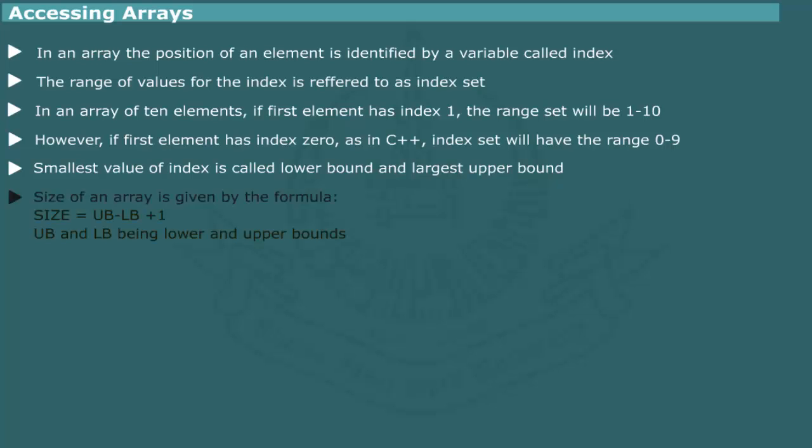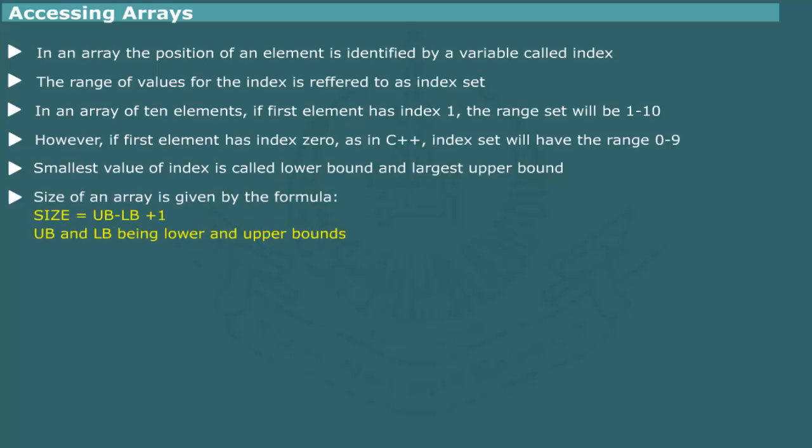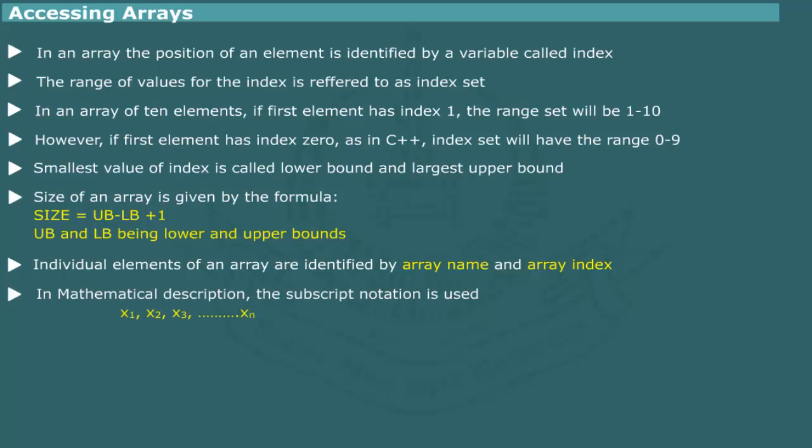Thus, the size of an array is given by the relation. The individual elements of an array are identified by the array name and array index. For this purpose, different notations are used. In the mathematical description of an array, the subscript notation is used. For example, the elements of array X consisting of n elements are denoted by the sequence.